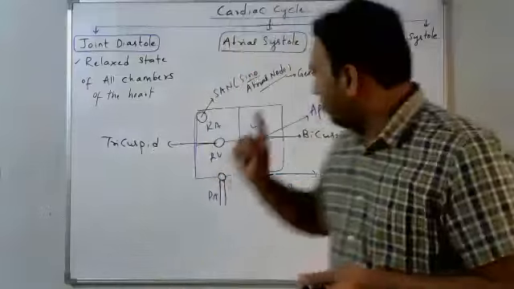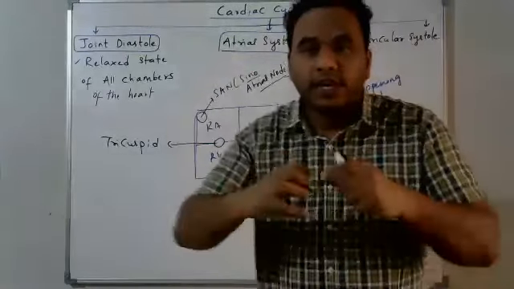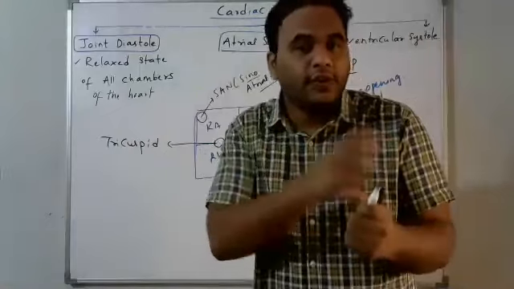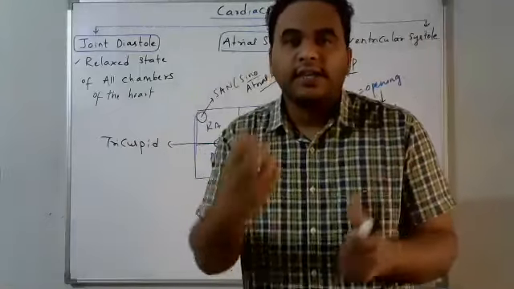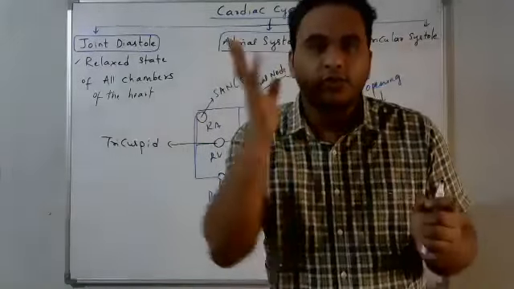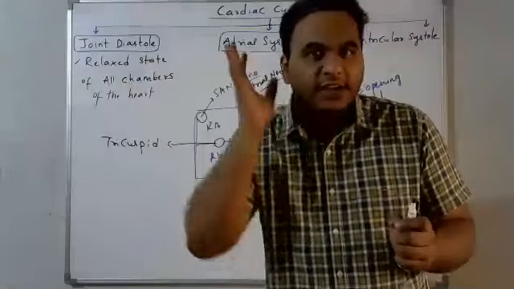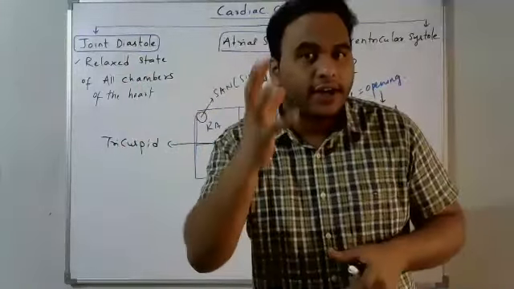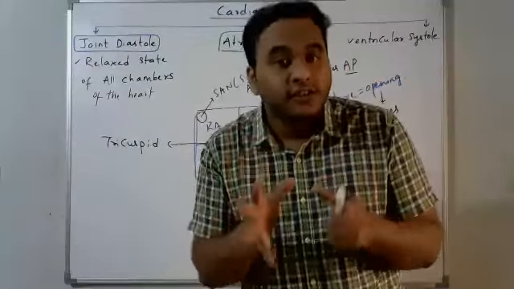As a result, both the right auricle and left auricle will contract. Both the auricles will contract. This is nothing but atrial systole. The SAN generates action potential and both the auricles contract. This is called auricular systole or atrial systole.